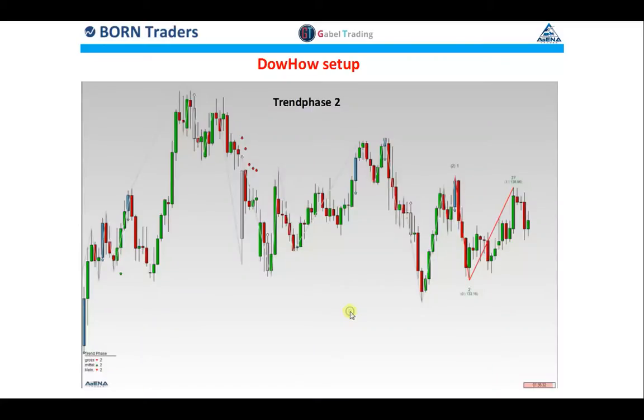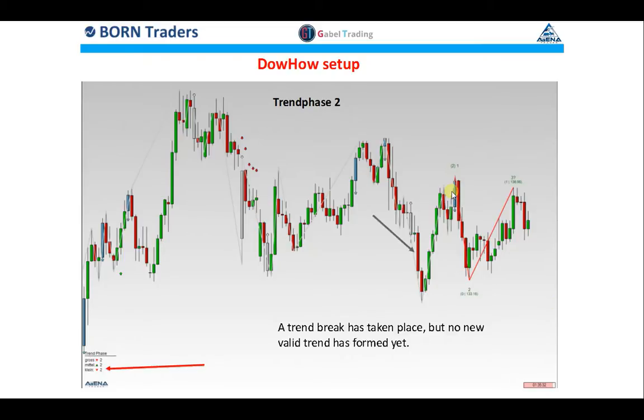Now I'll show you what the trend phase 2 consists of. Trend phase 2 arises when a trend break has taken place, but no new valid trend has formed yet. For a valid trend, here there was this trend break. For a valid trend, a lower low has to be formed here. Only then would a trend really be valid. So this is what the trend phase 2 means. For our trading, it's not really important.